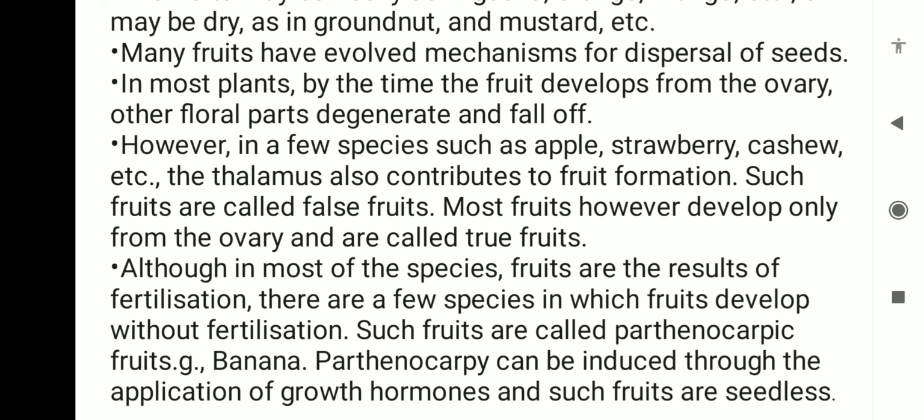Pericarp forms the outer part of the fruit in the case of true fruits, and in the case of false fruits, commonly the outer part of the fruit is formed by the thalamus. Examples: in the case of true fruits, mango, grapes, guava, and in the case of false fruits, cashew, apple.